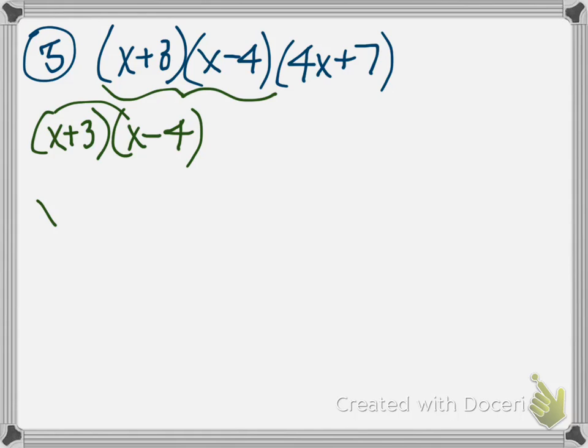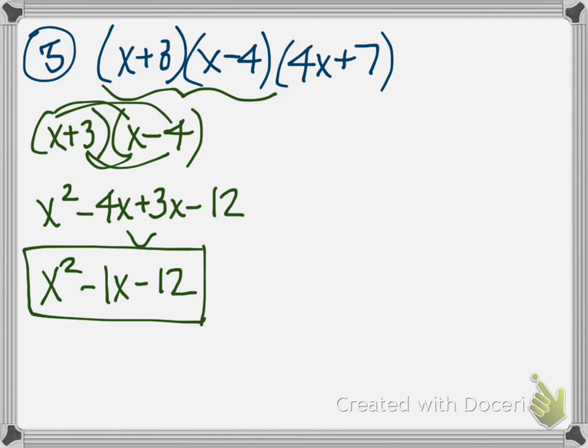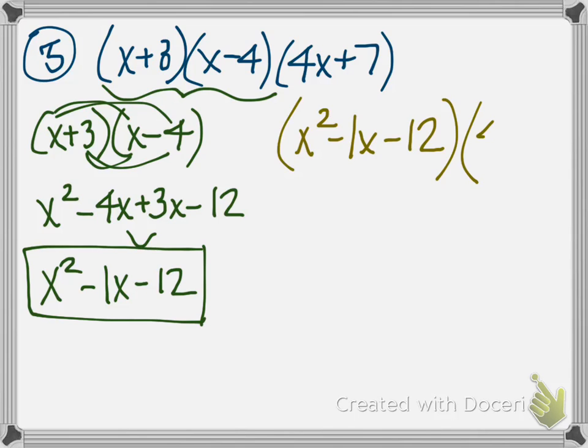So x times x is x squared. x times negative 4 is negative 4x. 3 times x is positive 3x, and 3 times negative 4 is a negative 12. Combining like terms, I end up with x squared minus 1x minus 12. So there's that set of parentheses. So now my problem is a different problem that reads x squared minus 1x minus 12 times 4x plus 7.